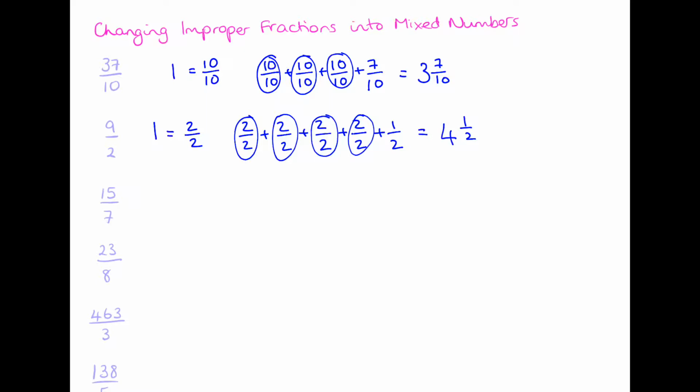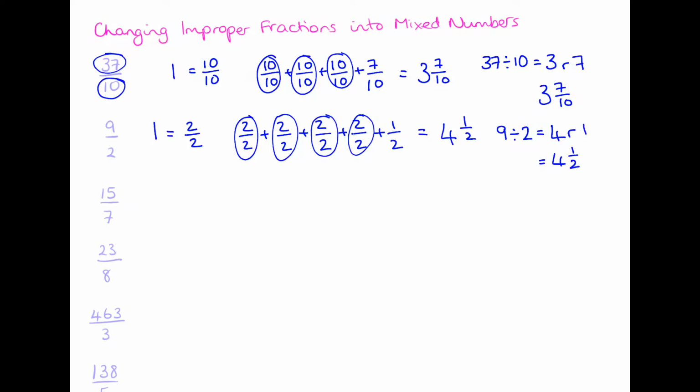Basically what we're doing with these two examples is seeing how many of that go into that. In other words, we're doing the top divided by the bottom. 37 divided by 10. If we go back to our primary school maths, rather than using any decimals, it's 3 remainder 7. So what that means is you've got 3 whole ones and 7 tenths as well. In the second one, you would do top divided by bottom, so 9 divided by 2 is 4, remainder 1. So that means 4 and 1 half.